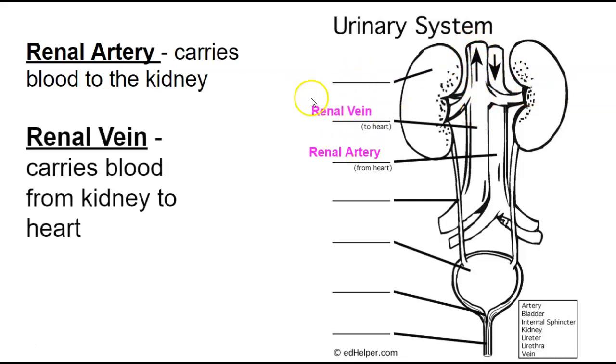So at the end of this, after it goes to the kidneys, the renal vein is going to carry it back to the heart. Okay, so our kidneys are kind of acting like a filter. They're detoxifying. We'll talk about how all that happens in a minute.